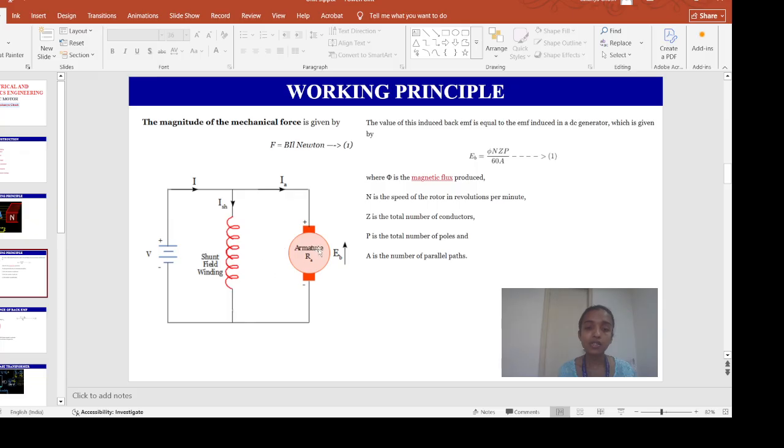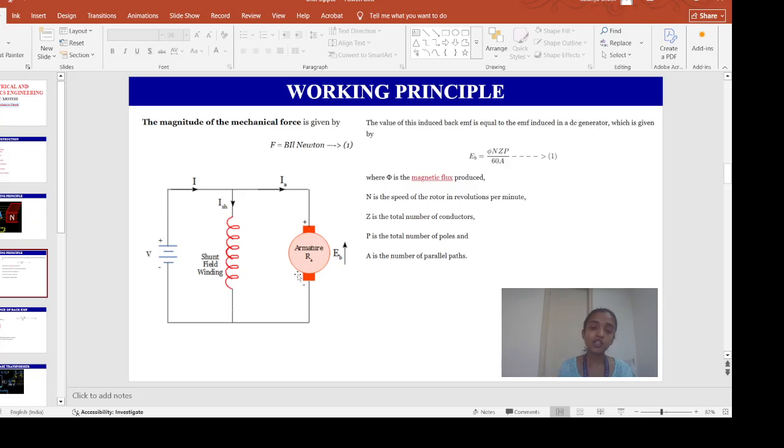Now, in parallel to this armature conductor we have the field winding. The current coming from the supply gets divided. Some part of this total current, called ISH, flows through this shunt field winding, and the rest of the current flows through the armature, which is called the armature current.